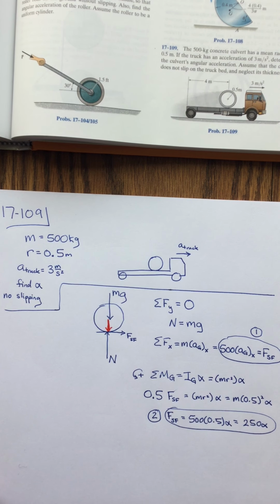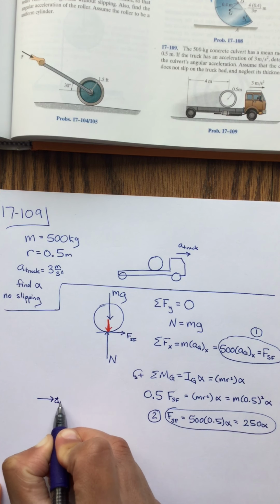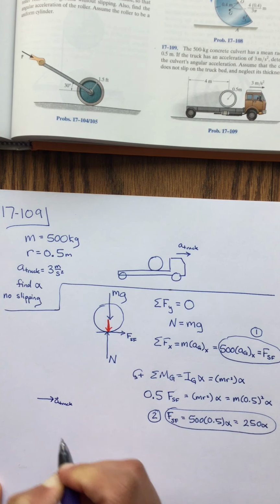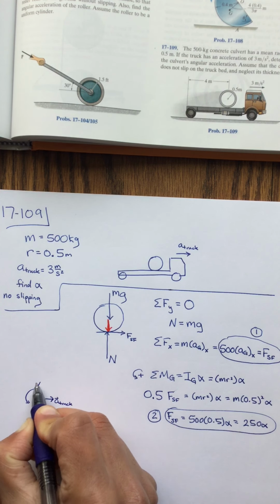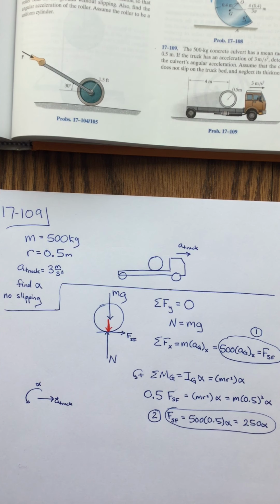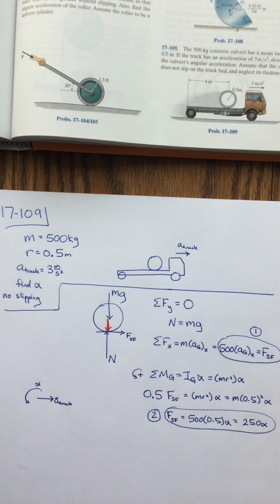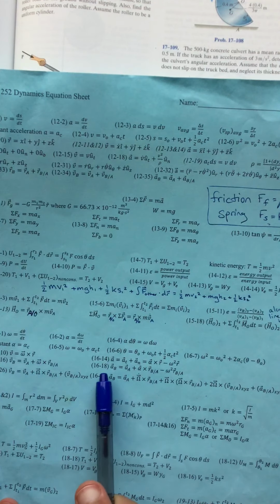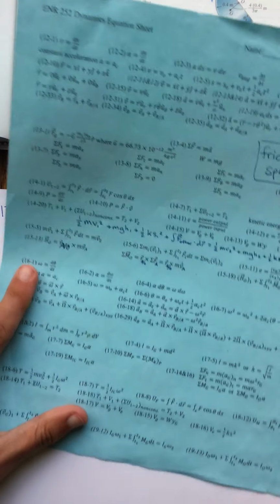So I have the acceleration of the truck, which is going this way, and then I have the angular acceleration of the culvert. So if the truck was not moving, I could just say this is equal to the radius times the angular acceleration, but I have to take into account the fact that the truck is accelerating. So that means I get to go back to equation 1, and I'm going to look at the culvert.